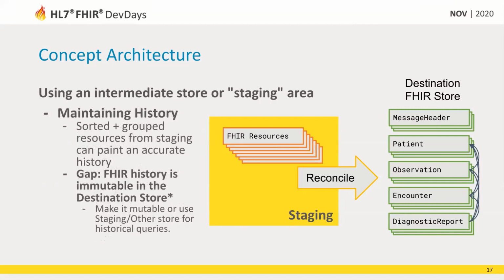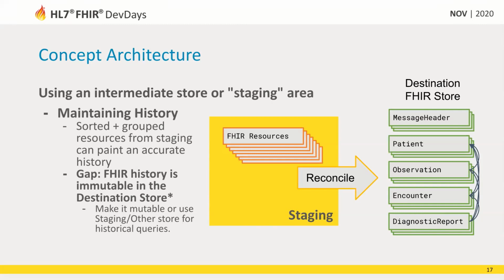That's not too hard. Maintaining the history is still a bit of a problem, because at the end of the day, the destination FHIR store history is immutable, and we can't really change it. Even if we get an out of order message and we know what the correct history should be, we can't really update that. So there really is no amazing solution, though we do have a perfect, always correct history on the staging store or the staging area.